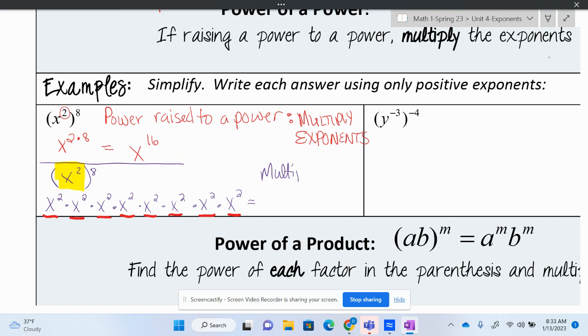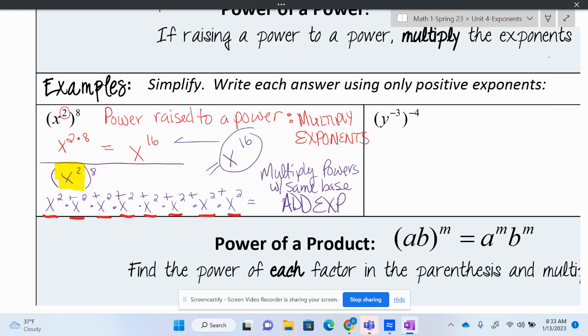If you multiply, so I'm just going to write this down. If you multiply powers with the same base, you're going to add the exponents. So I'm just going to add all these little guys together. So what is 2 plus 2 plus 2 plus 2 plus 2 plus 2 plus 2 plus 2? Anyone? It's 16. So that's why this rule works the way it does.